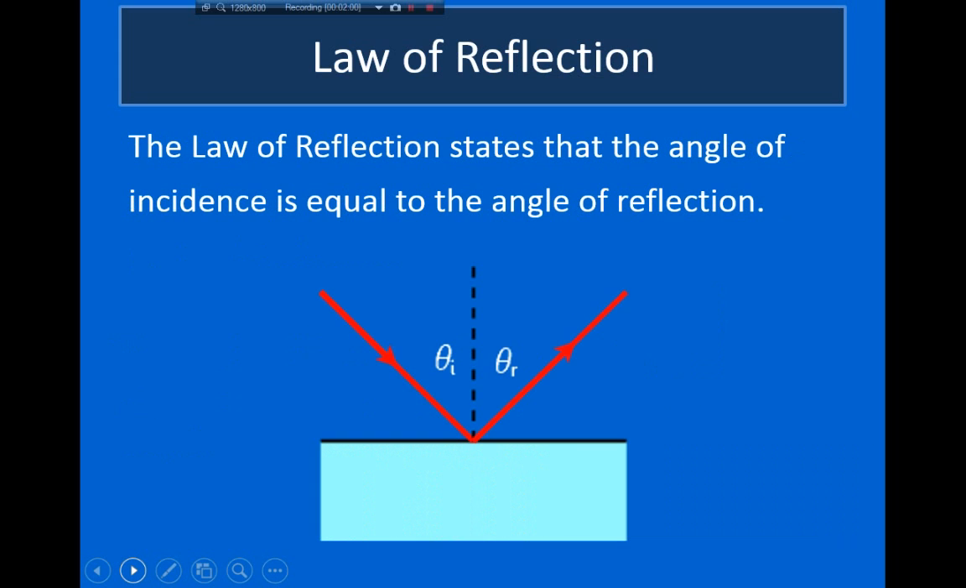Basically, what happens when light reflects off of a smooth surface is that the angle that the light reflects off of the surface is equal to the initial angle that the light hit the surface. So we call this angle the angle of incidence. We call the angle that the light is reflected from the angle of reflection. So we would say that the angle of incidence is equal to the angle of reflection.